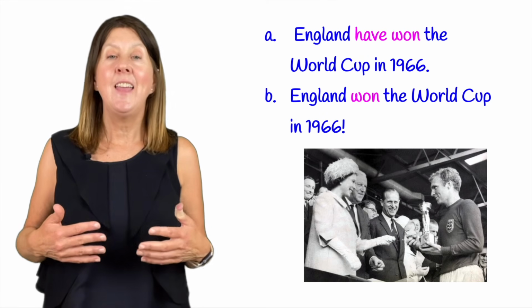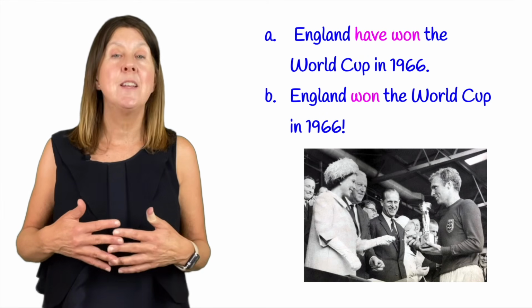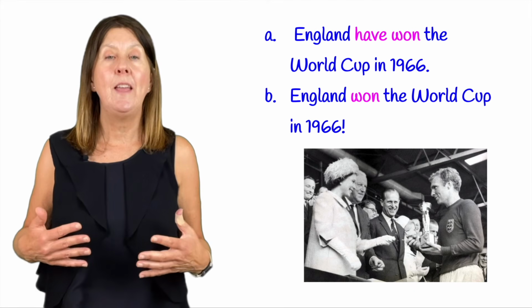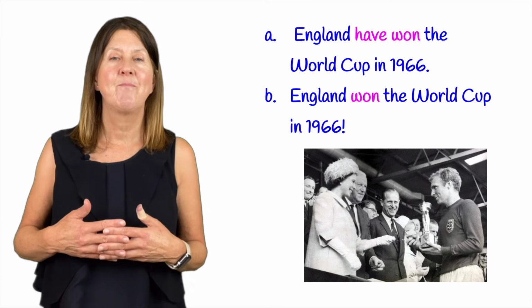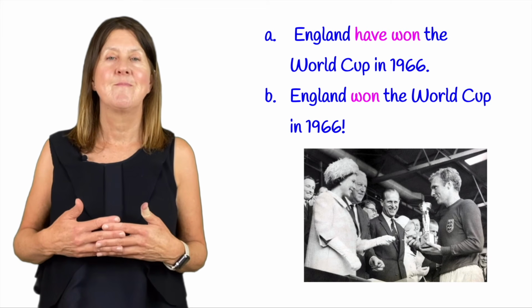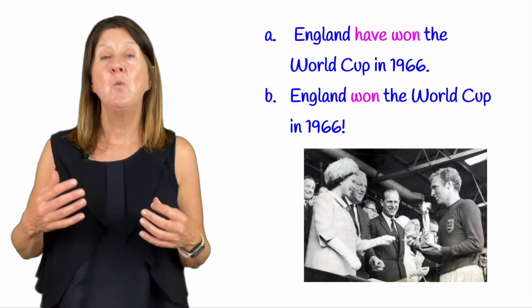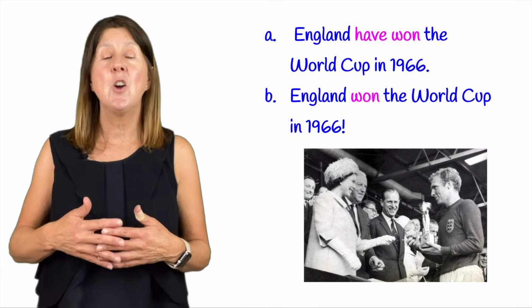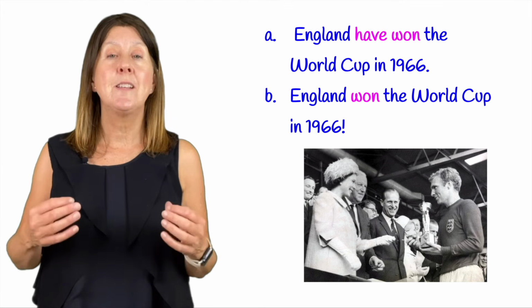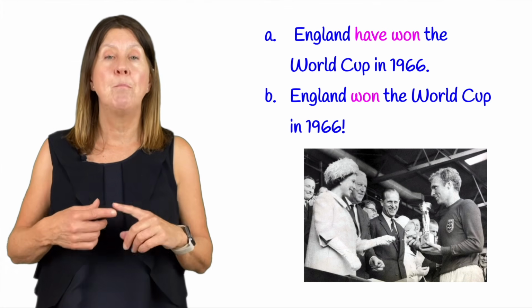2. A, England have won the World Cup in 1966. Or B, England won the World Cup in 1966. England won the World Cup in 1966. Again, 1966 is a long time ago and the World Cup is over, so we use the past simple.